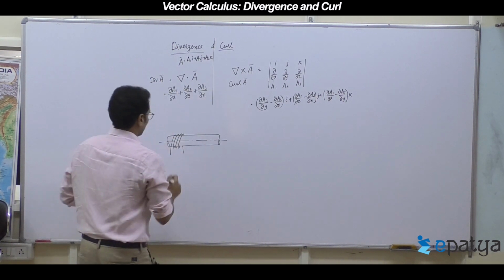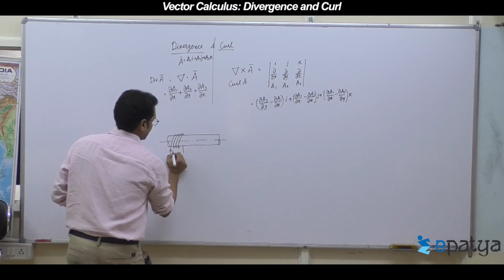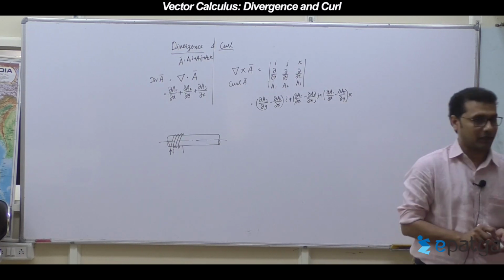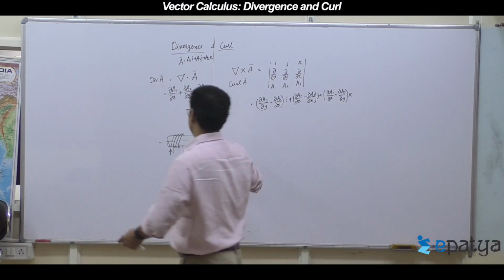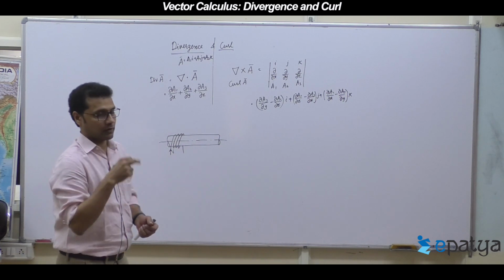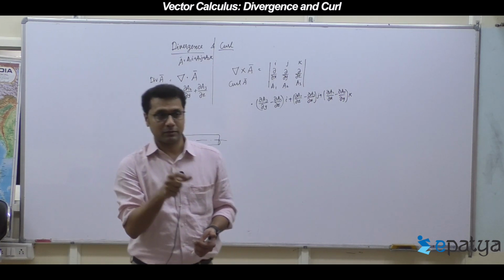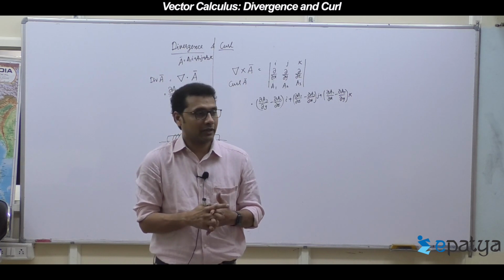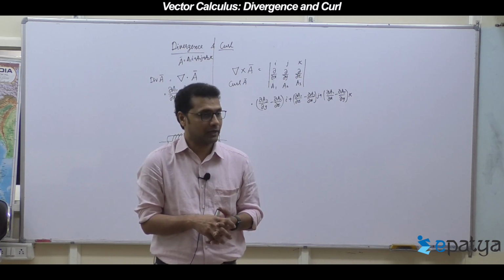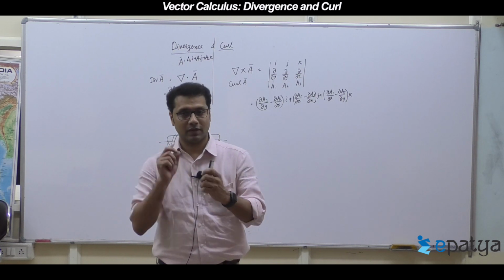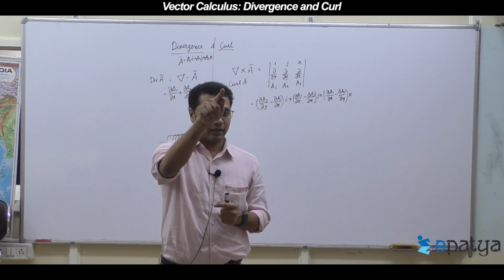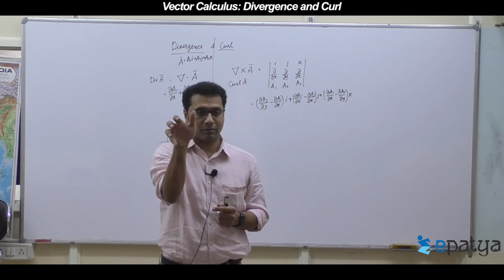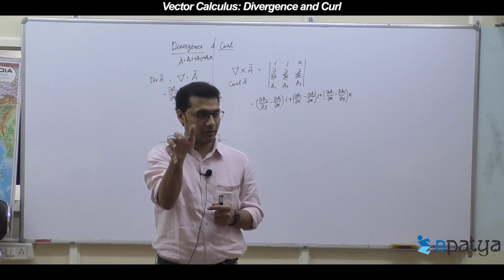Now, suppose I pass some current I through this copper wire. The current flows along the wire like this. Now there is one principle called electromagnetic induction. Whenever current flows along a wire, it induces a magnetic field around it, given by the right-hand thumb rule.